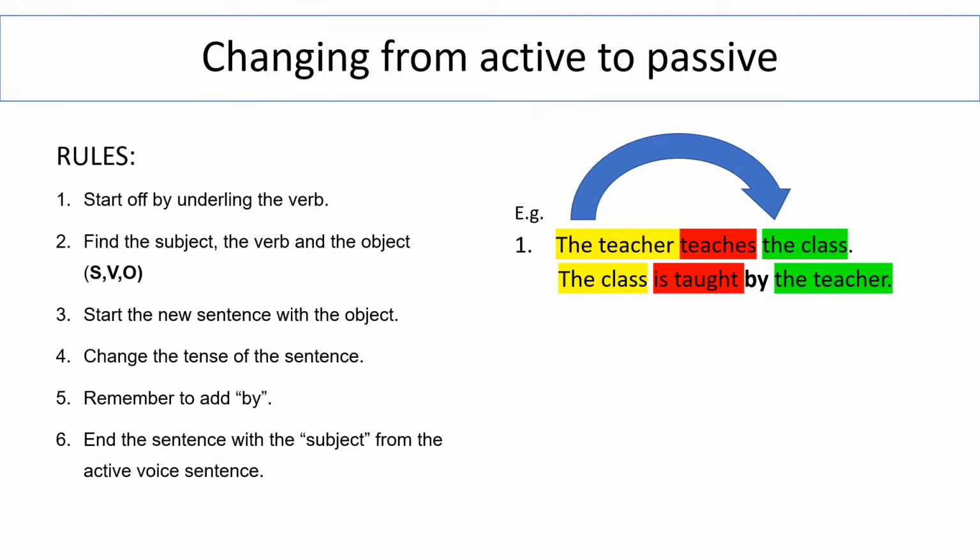Step 5, remember to add by. The sentence will now read, the class is taught by. And the final step, end off with the subject from the active sentence. The class is taught by the teacher. Now you have successfully changed the sentence from active to passive voice. Let's look at a couple more examples on the next slide.